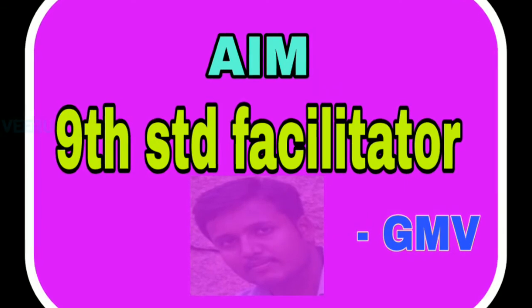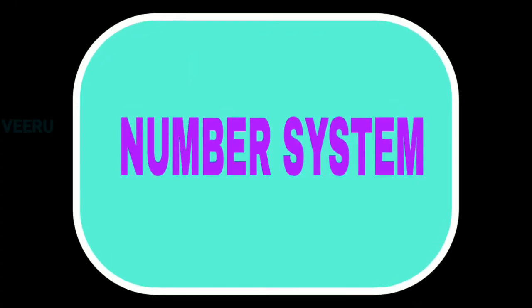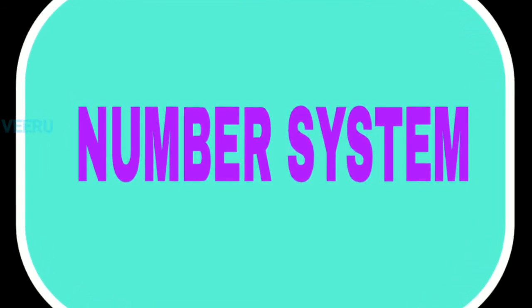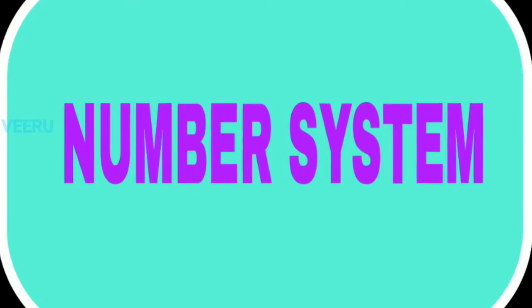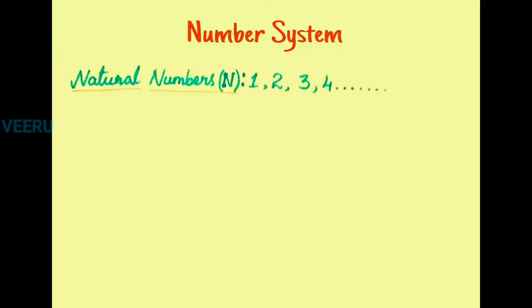In this video we are discussing about number system. Up to 8th standard you have already learned about natural numbers, whole numbers, integers and also rational numbers. Natural numbers are the counting numbers like 1, 2, 3, 4 and so on.